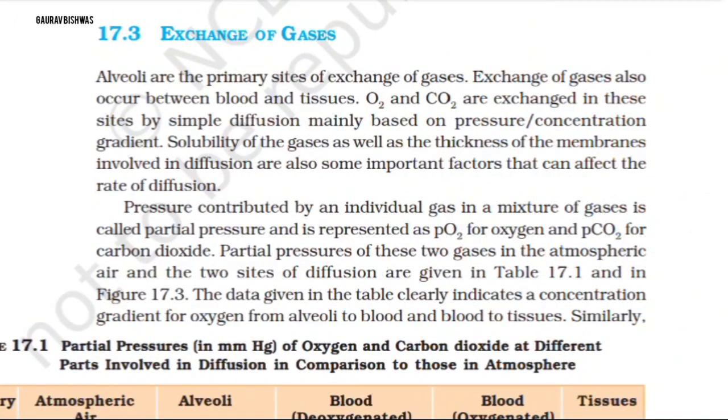17.3, exchange of gases. Alveoli are the primary site of the exchange of gases. Exchange of gases also occurs between blood and tissues. Oxygen and carbon dioxide are exchanged at these sites by simple diffusion, mainly based on the pressure or concentration gradient. Solubility of the gases as well as the thickness of the membranes involved in the diffusion are also important factors that can affect the rate of diffusion.